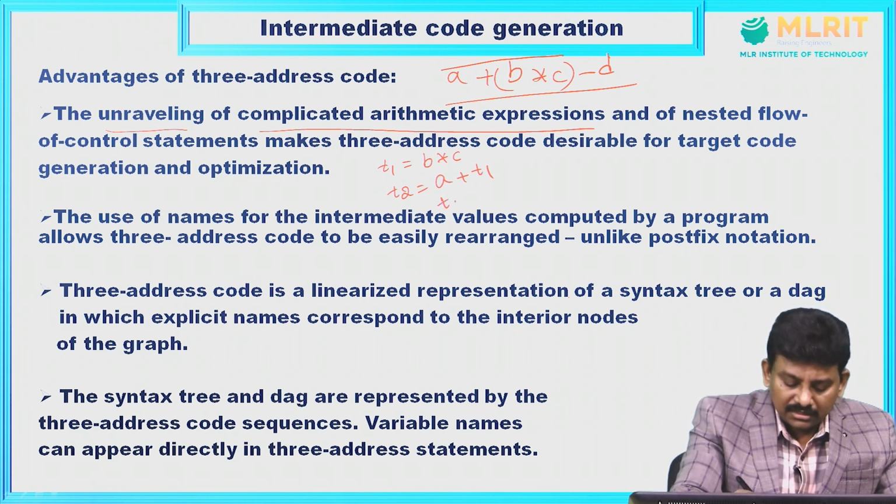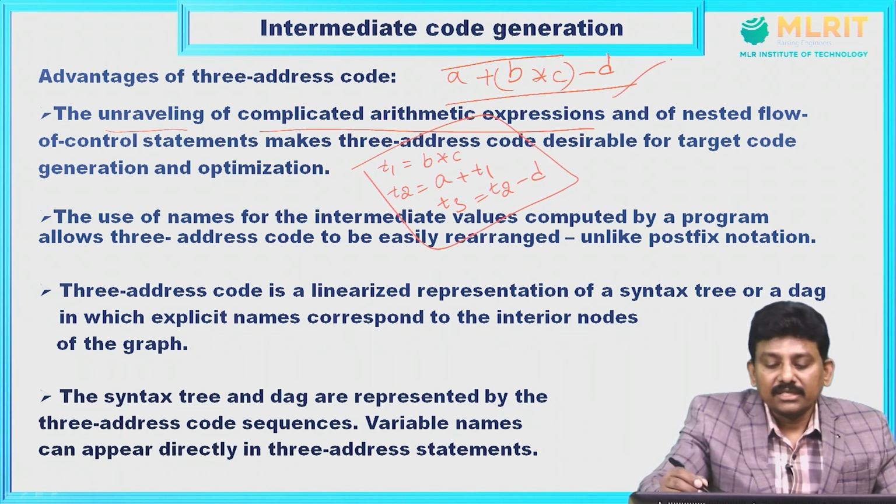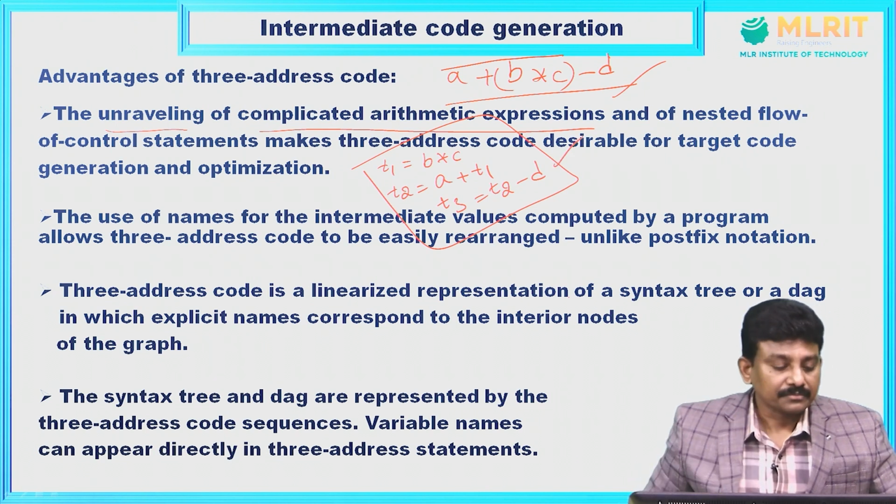Then, T3 is equal to T2 minus D. So, this is 3 address code. This complicated expression will be represented in an easy, simple, manageable and linear representation.